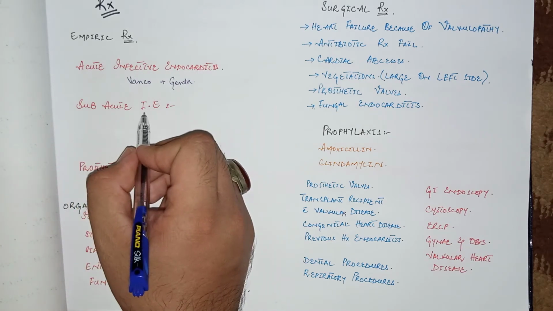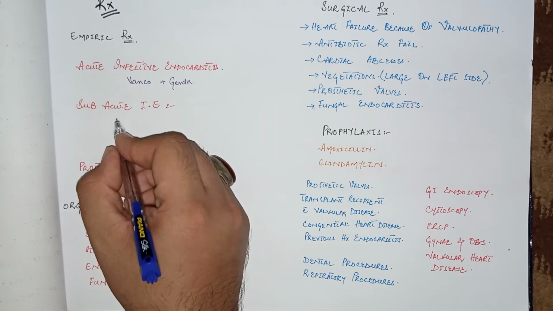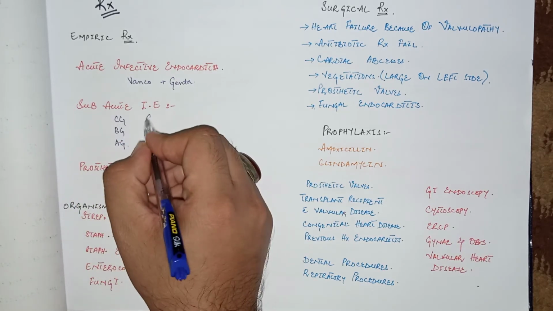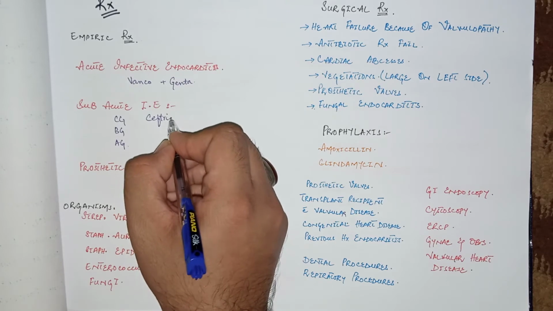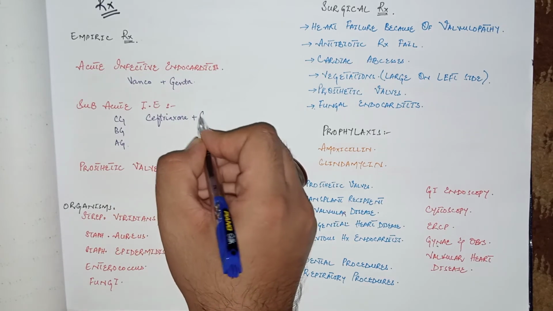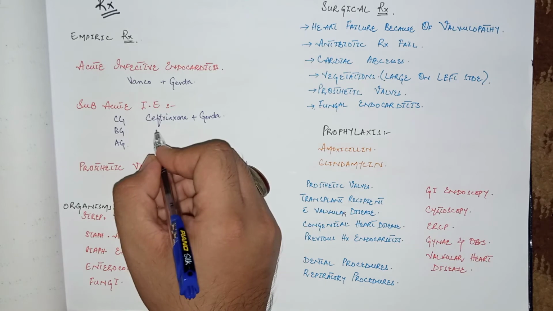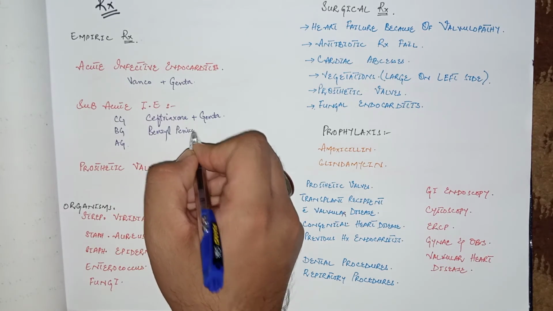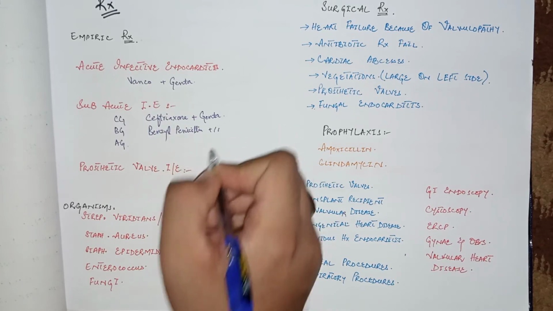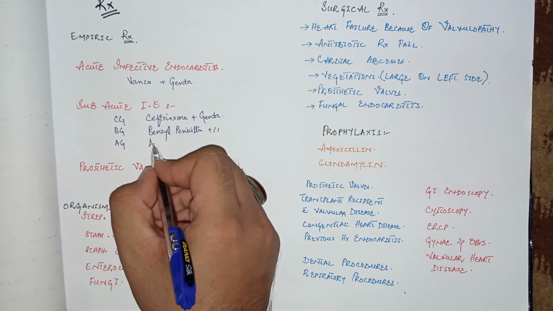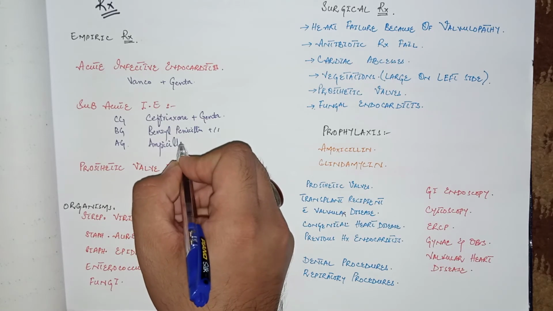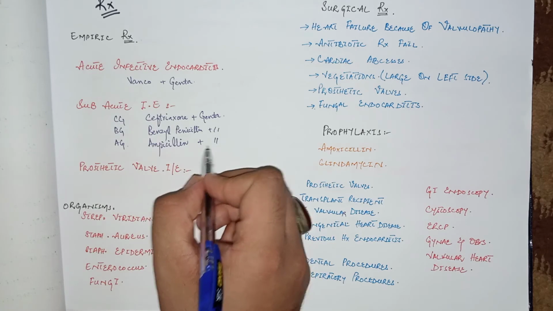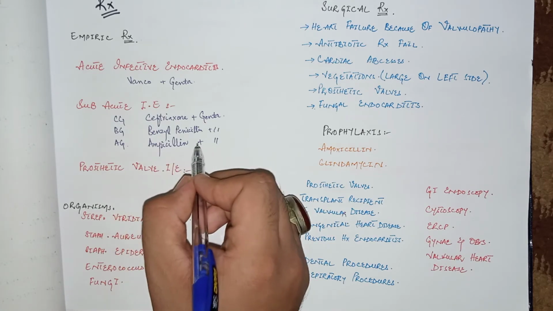For subacute infective endocarditis, remember the mnemonic CG, BG, and AG. CG is basically ceftriaxone, which is a third generation cephalosporin, plus gentamicin, and BG is benzyl penicillin plus gentamicin, and AG is ampicillin plus gentamicin. This ampicillin plus gentamicin combination is more important for enterococcus bacteria.